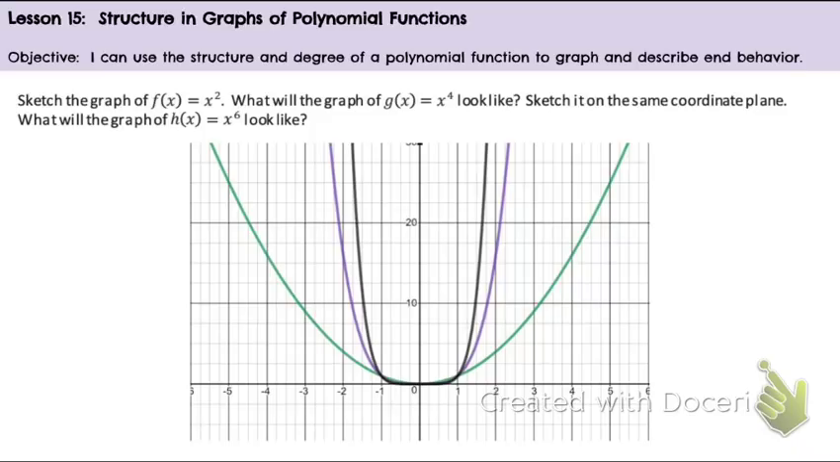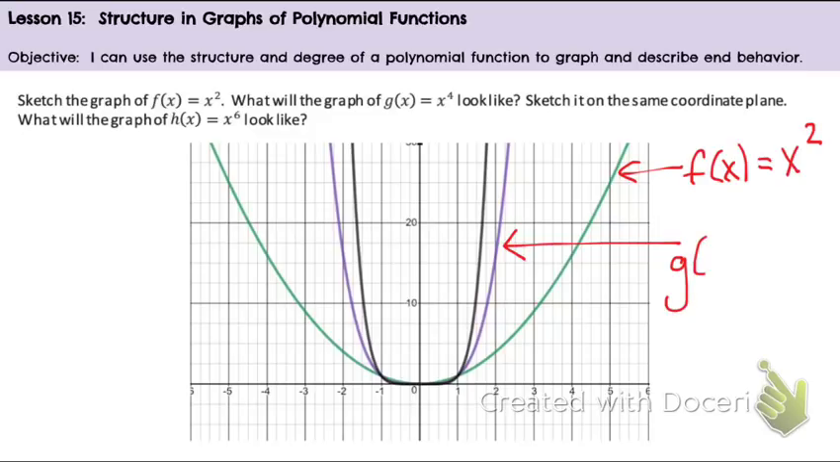The one that's the widest is your f of x equals x squared. The purple one, on mine, I don't know what color it is on yours, is your g of x equals x to the 4th. And finally, the one that's rising the fastest is h of x, which is x to the 6th.